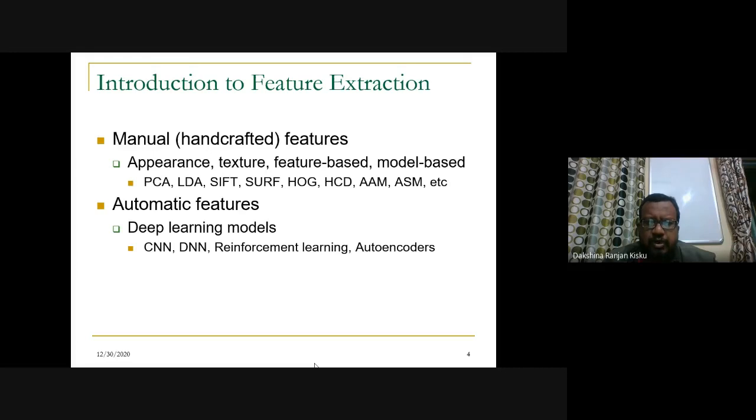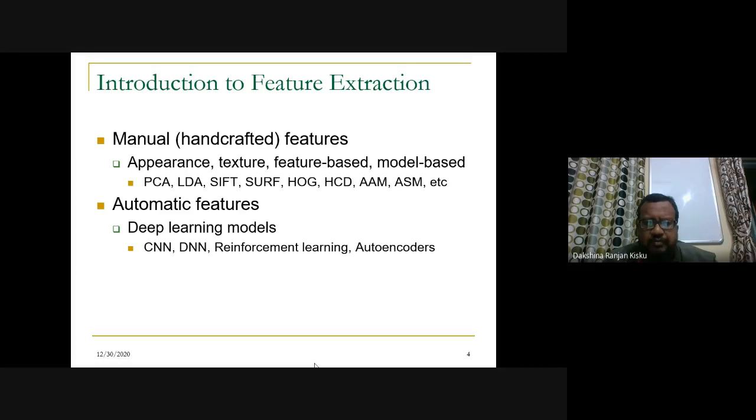So principal component analysis, linear discriminant analysis, the scale invariant feature transform, the speeded up robust feature, the HOG features, Harris corner detection, active appearance model, and active shape models. So these are the feature extraction techniques which belong to manual features or handcrafted features.